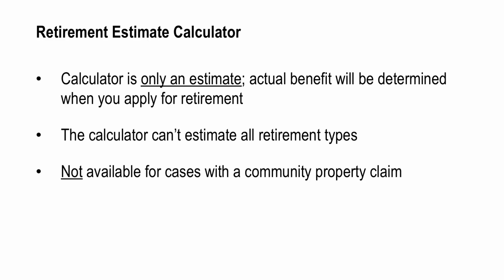The Retirement Estimate Calculator tool in MyCalPERS is for regular service retirement only. If an estimate cannot be produced for the type of retirement calculation you're looking for, and you're within 12 months of your retirement date, you'll need to submit the Retirement Allowance Estimate Request form. This would include estimates for disability or industrial disability retirement, and if you have a community property claim.